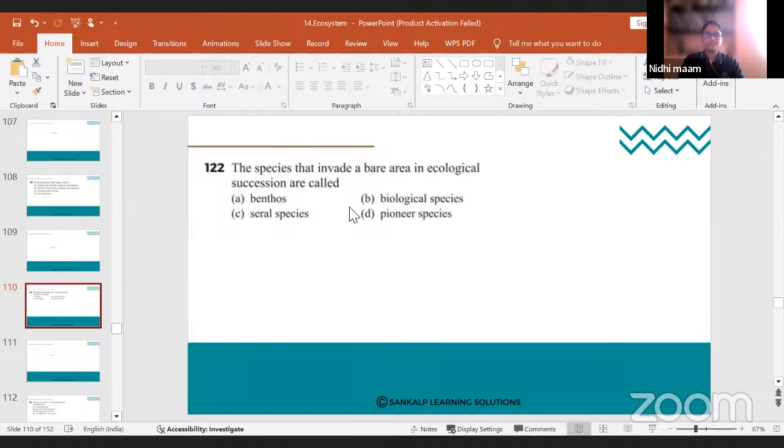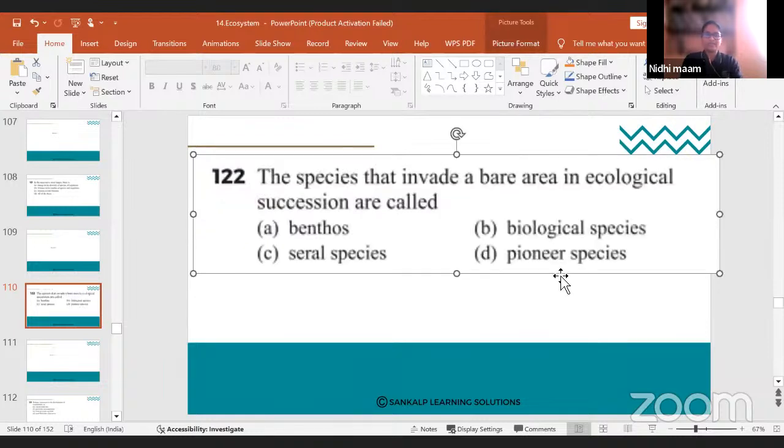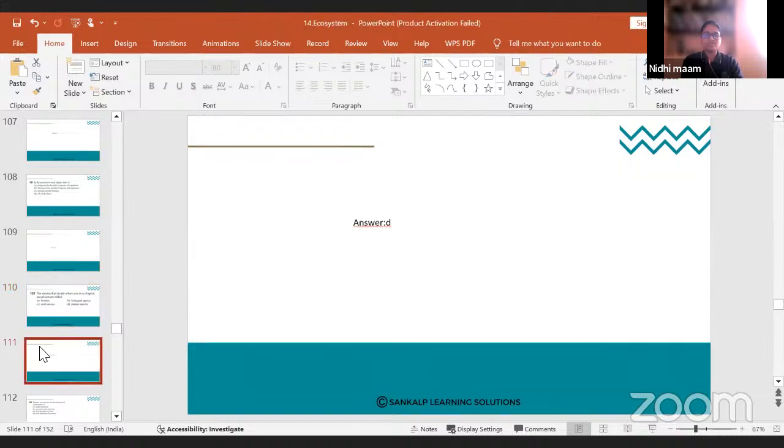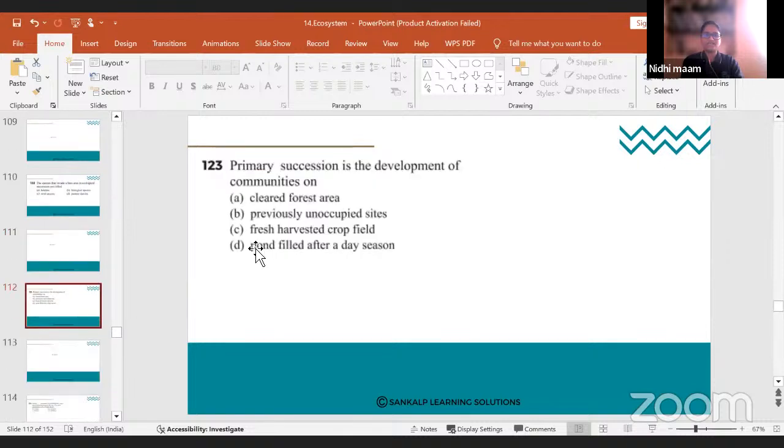Okay, the species that invade a bare area in ecological succession are called as: benthos, biological species, serial species, pioneer species. Sushmita, Ranjita, Kavya, answer to it. So the right answer is option D, pioneer species.